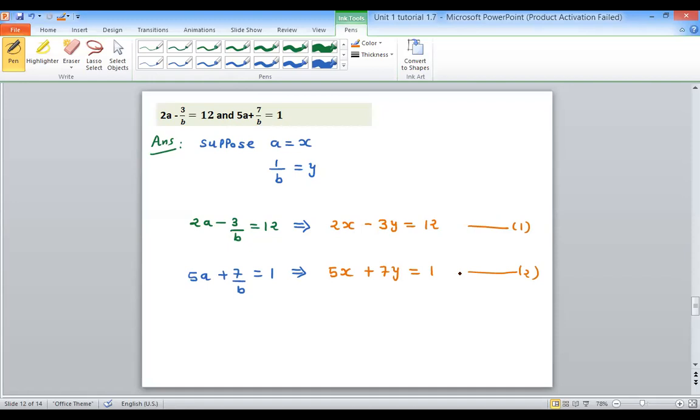So I am here. Equation, I want to eliminate the y because they both have a different sign. So I don't want to change their sign. So simply I can multiply the equation 1 and 2 both, but my aim is to eliminate the variable y. So what I can do?